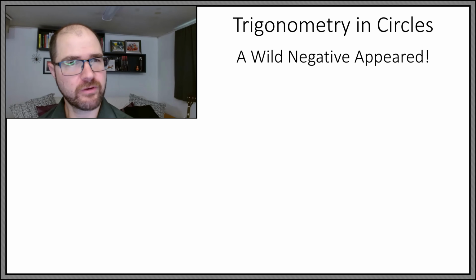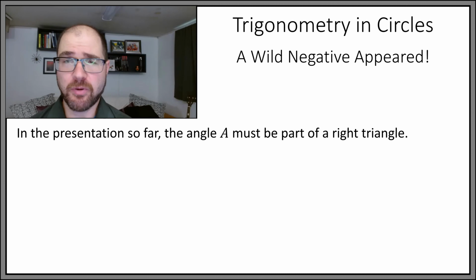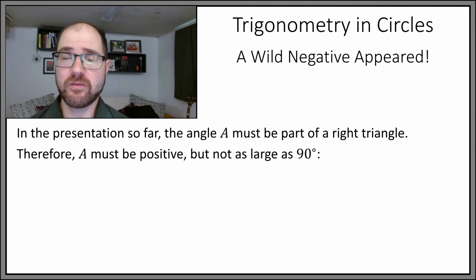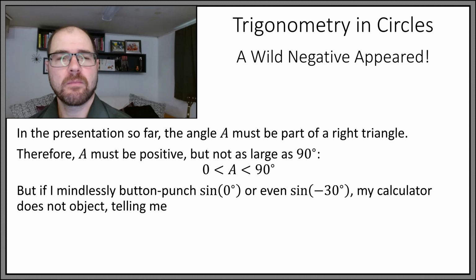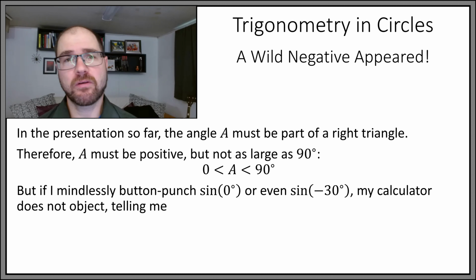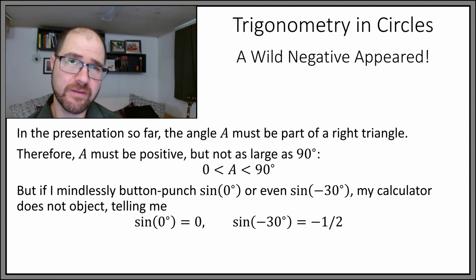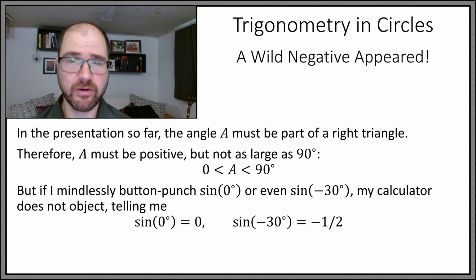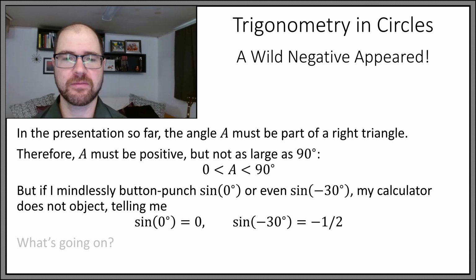But what about circles? In the presentation we've done so far, the angle A had to be part of a right triangle, which restricted it to be positive but still less than 90 degrees. But suppose I just pull out a calculator and say, what's the sine of 0 degrees, or even negative 30 degrees? The calculator will give you a response, telling me, for example, that the sine of 0 degrees is exactly equal to 0, and the sine of negative 30 degrees is exactly equal to negative 1/2. So what's going on here?